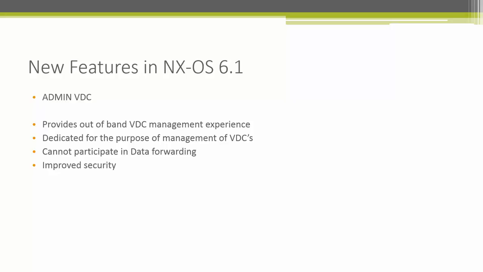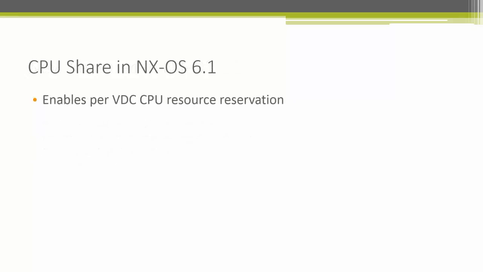So the admin is completely separate from the data forwarding. This VDC is dedicated for that, and you cannot allocate any interfaces. It can only be used for management purposes and nothing more. It's almost the same as the admin context in the multiple context mode in Cisco ASA, and that's a huge difference between the admin context and system context. So comparing that to here, it's the same process. You have admin VDC and you have default VDC here in NX-OS.